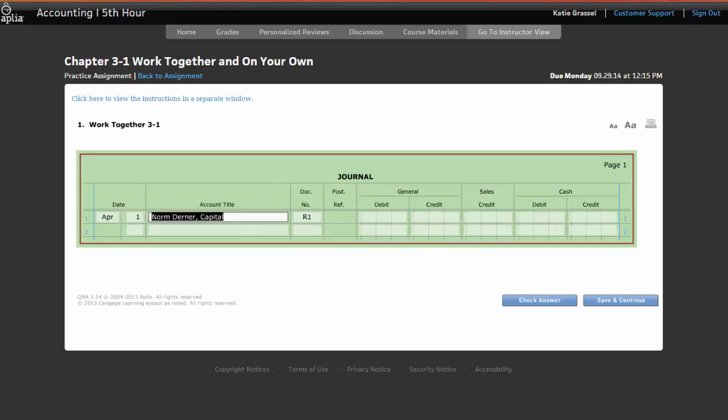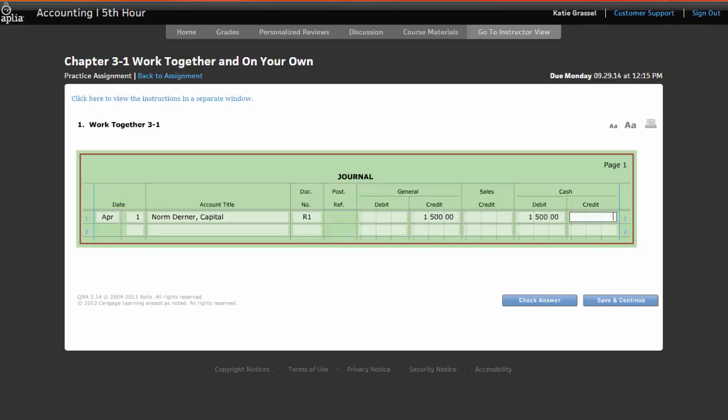Now, anytime you put something in this account title column right here, you are affecting the general debit and credit column. So, Norm Dermer Capital, debit or credit? Credit. So we're going to credit in general for $1,500. What other account was being affected? Cash as a debit, because we already have a credit. We know the other one must be a debit.